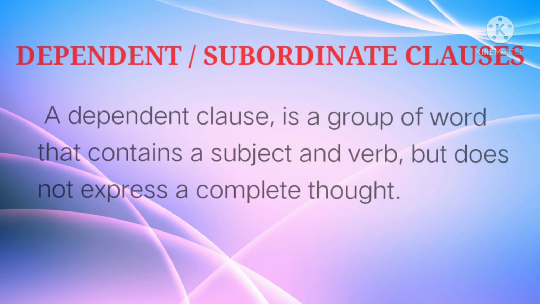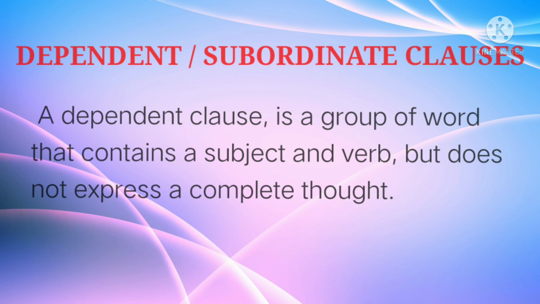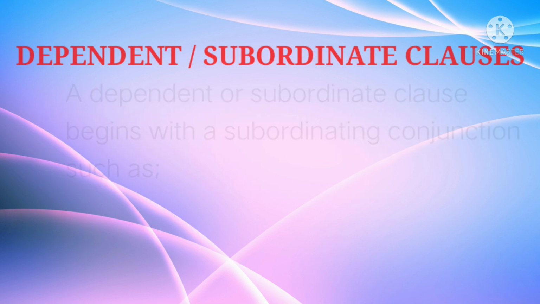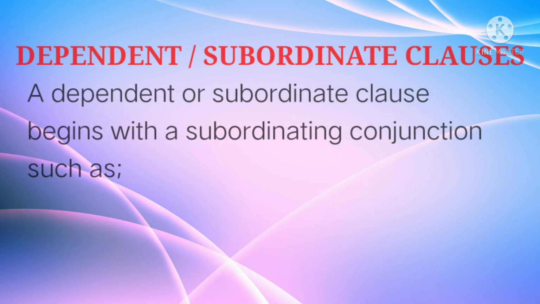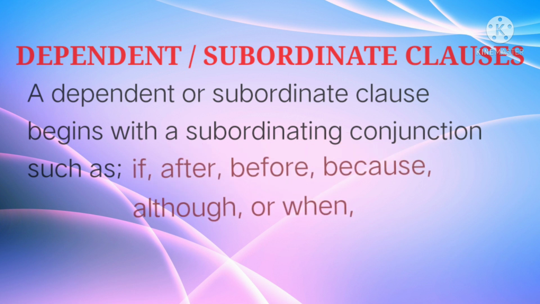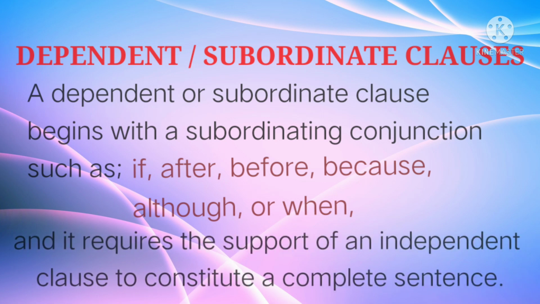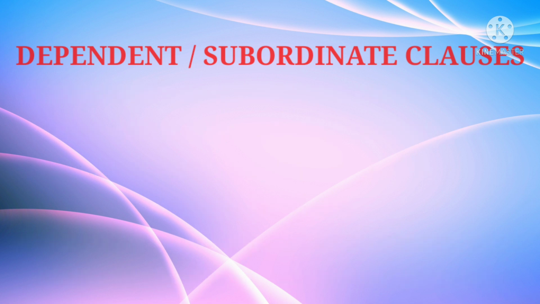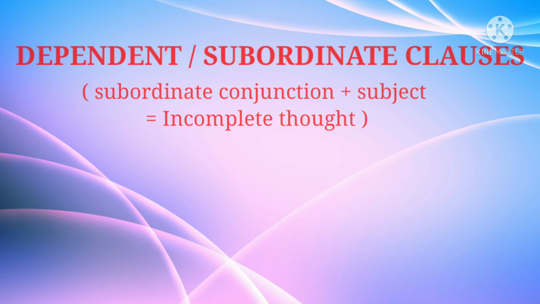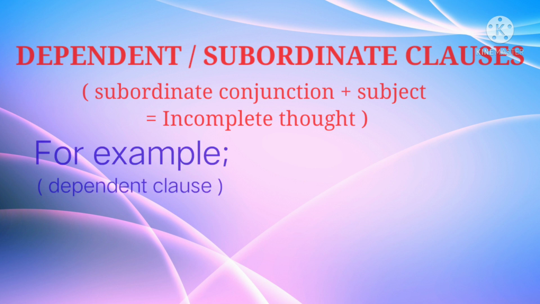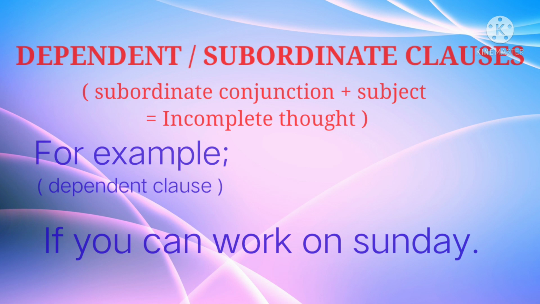Dependent or subordinate clauses. A dependent clause is a group of words that contains a subject and verb, but does not express a complete thought. A dependent or subordinate clause begins with a subordinating conjunction such as if, after, before, because, although, or when, and it requires the support of an independent clause to constitute a complete sentence. Dependent or subordinate clause: subordinating conjunction plus subject is equal to incomplete thought. For example, if you can work on Sunday.